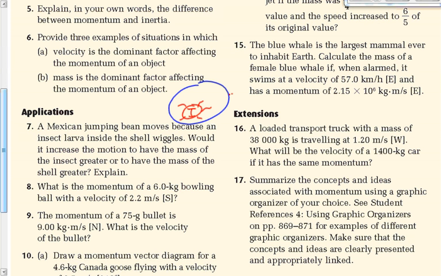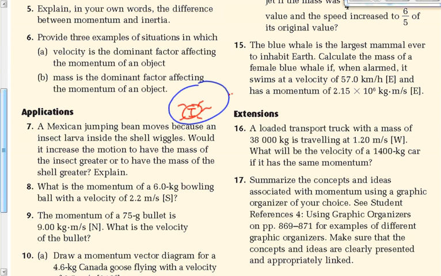Well, no. It gets a certain amount of momentum. Let's say it gets 10 units of momentum from the insect. More mass isn't going to give it more momentum because it only had 10 to get from the insect. So you don't want more mass in the shell. You want less mass, right?